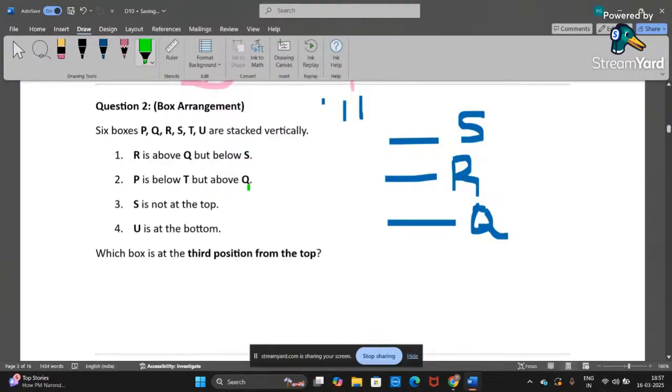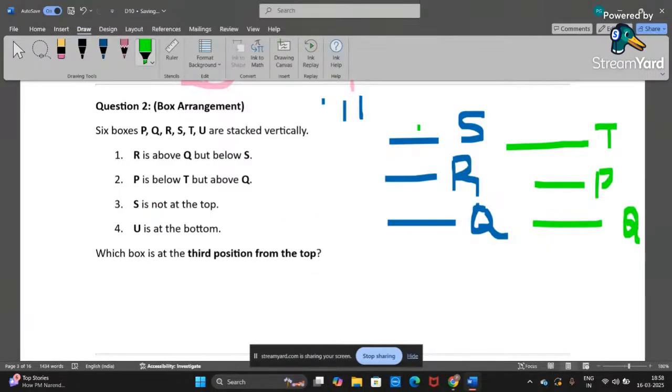P is below T but above Q, right? S is not at the top. So this is not at the top. U is at the bottom. So U is at the bottom.